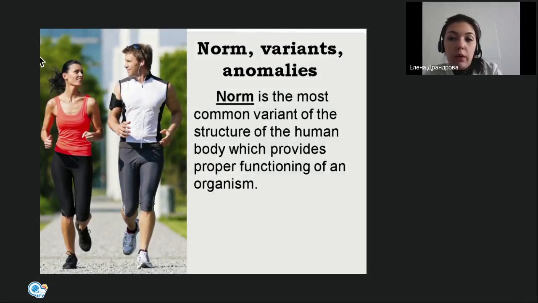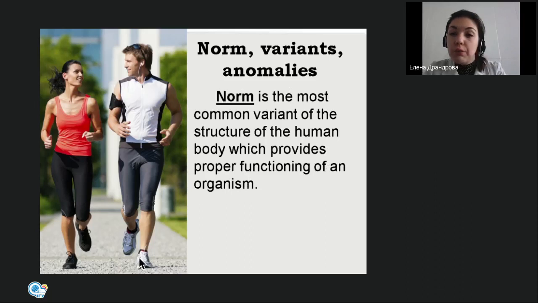Now we are moving on to the third question of our lecture. So what is norm, variance, and anomalies? In the first and second years of medical faculty, you will study normal anatomy. That's what we are actually studying now. And normal anatomy studies norms. You have to know what is a norm. Norm is the most common variant of the structure of the human body which provides proper functioning of an organism.